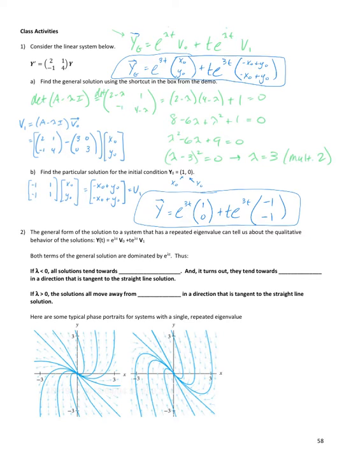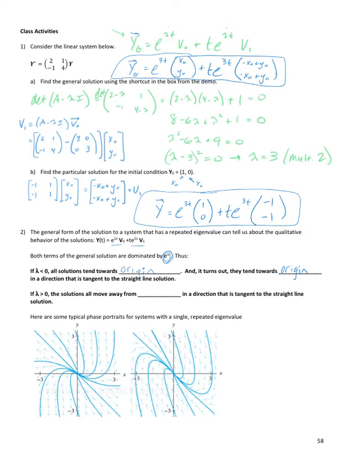So the general form of the solution to a system that has a repeated eigenvalue can tell us something about the qualitative behavior of the solutions. Both of these terms are dominated by an e to the lambda t. So if lambda is negative, all solutions will tend towards the origin, right? Because then e to the lambda t is exponential decay, and everything's going to go to 0. And as it turns out, they're going to tend towards the origin in a direction that is tangent to the straight line solution.